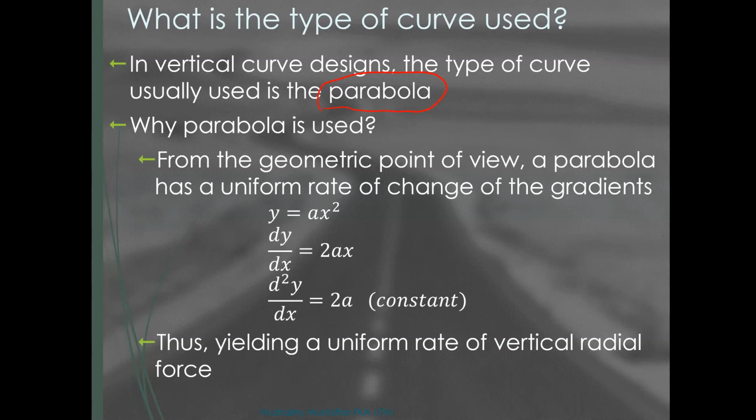Why? Because from the geometric point of view, a parabola gives what we call a uniform rate of change of the gradients. What does that mean? Take a simple parabolic equation. I'm not going to concern with the constant and so on. Just look at the first term. y equals ax squared. Differentiate that, we get 2ax. A double differentiation will get us a constant. So that is a gradient.